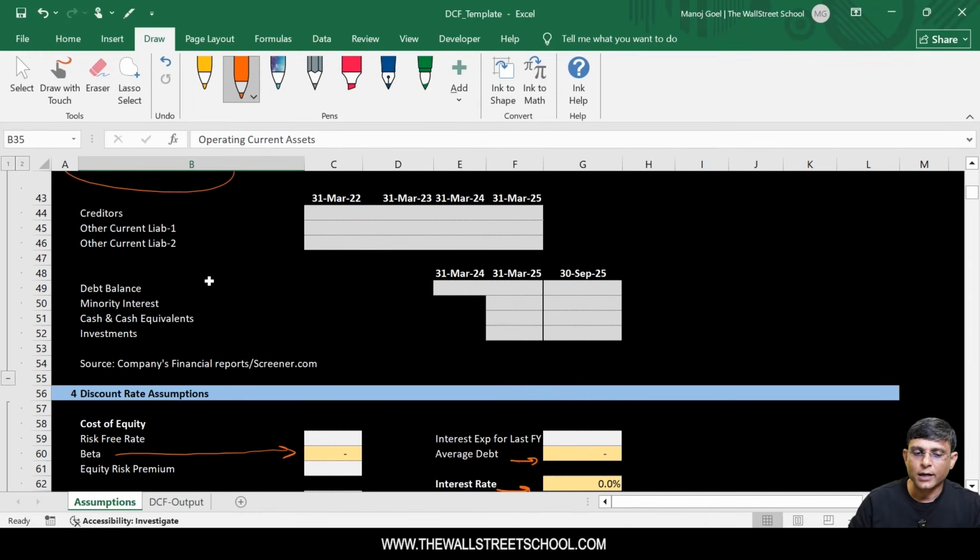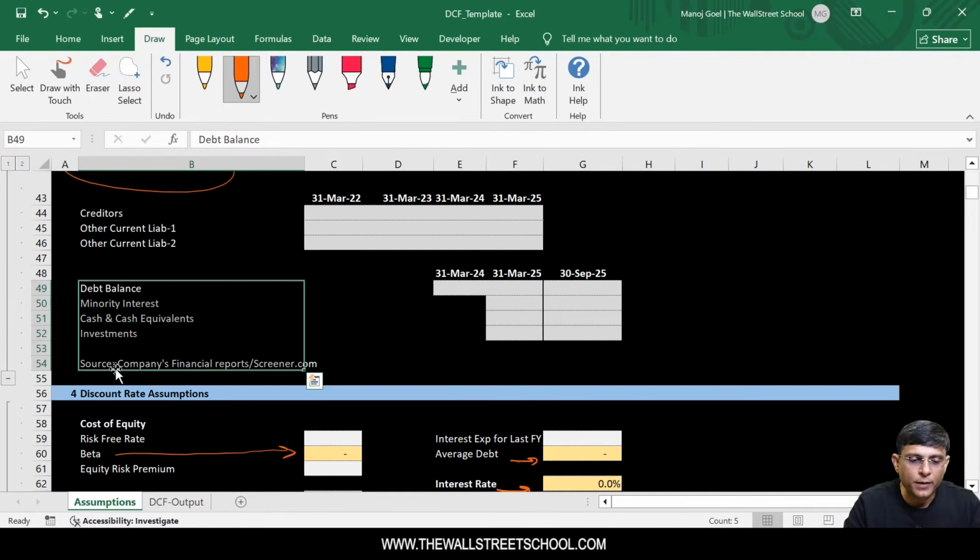And then guys, at the end, we need some numbers of the debt balance, cash, minority interest and all to arrive at the final value. So you can see that this debt balance, minority interest, cash balance, investments, all these numbers will also come from the balance sheet. So finally, how these numbers will be used to arrive at the final DCF value, we'll understand when I apply this for the real company.